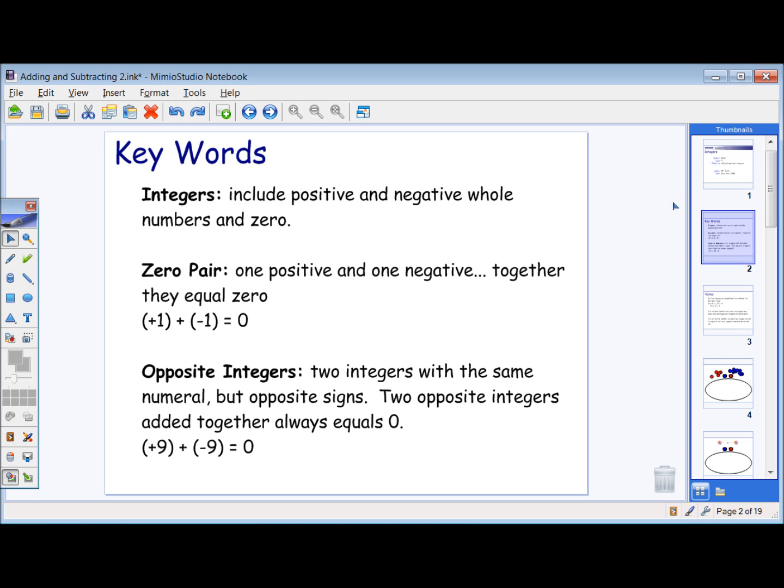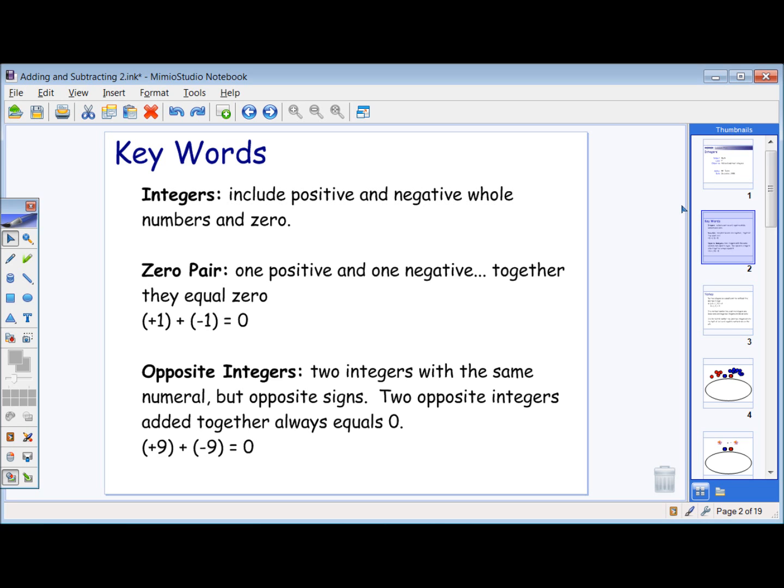Alright, integers is obviously the first word we're going to need to know what it means. Integers are all positive and negative whole numbers and 0. So positive whole numbers are things like positive 1, positive 2, positive 3, 4, 5, 6, and so on. Negative whole numbers are negative 1, negative 2, negative 3, negative 4, and so on. 0 is also an integer.